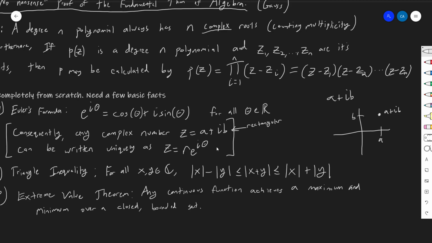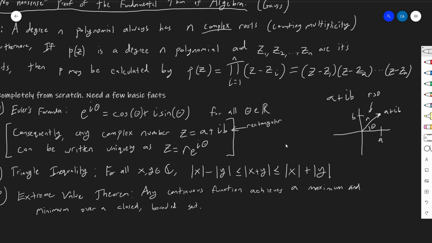But you could also specify it differently. I can say go this far at this angle. Right, I could just say that. Go this far at this angle. I still need to specify 2 numbers, but now I'm specifying an r and a theta. And the r is greater than 0. It's a real number.